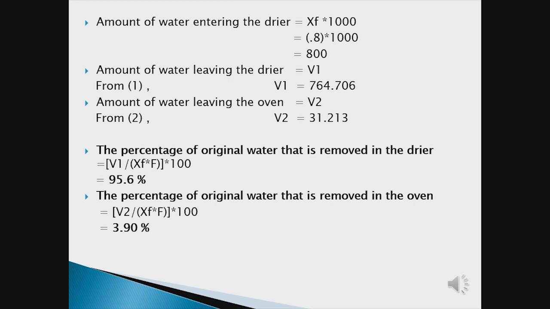So the percentage of original water that is removed in the dryer, V1 by XF into F, the whole into 100 to calculate the percentage, is given as 95.6 percent, and the percentage of original water that is removed in the oven, that is V2 by XF into F, the whole into 100, is equal to 3.90%.